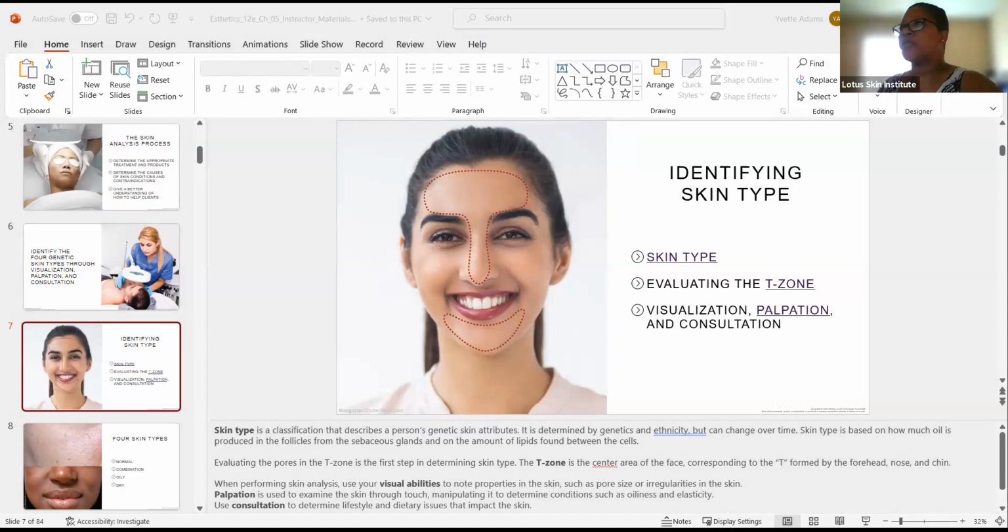I'm about to open this book real quick and see if we can go there.